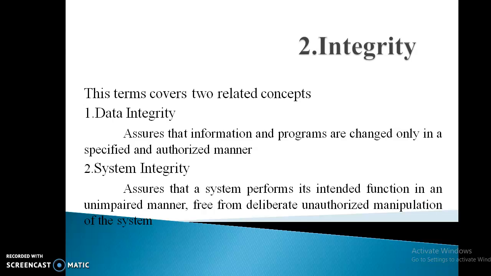Okay. Next, the system integrity. System integrity means assuring that the system performs its intended function in an unimpaired manner, free from deliberate unauthorized manipulation of the system. Unimpaired manner means not damaged by others. So this is called system integrity. Integrity means we keep the information in an honest or genuine manner.